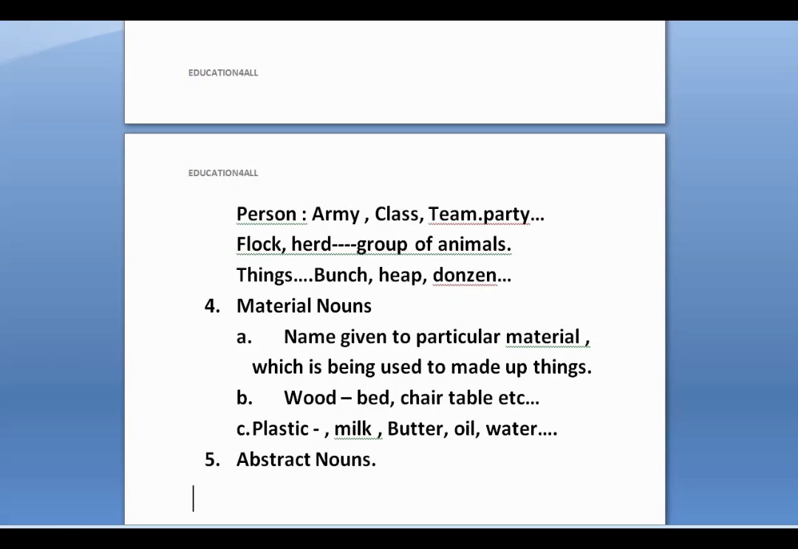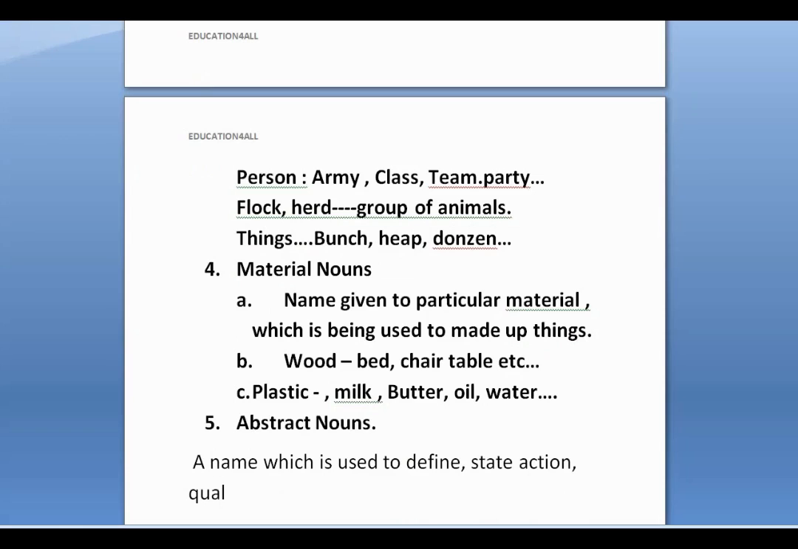Now coming to our next and the last one, which is abstract noun. To remember it in an easy way, I defined in the above section of this video what an abstract noun is. An abstract noun does not have any material body and it can only be felt and observed, right? We can say a name which is used to define a state, action, quality or feeling or an idea is called an abstract noun.